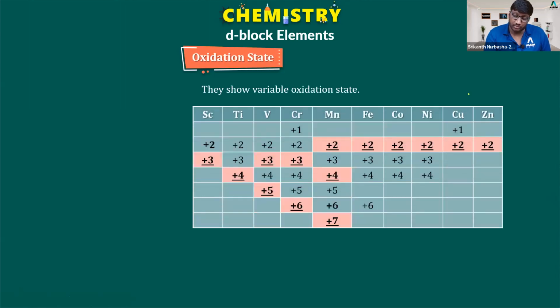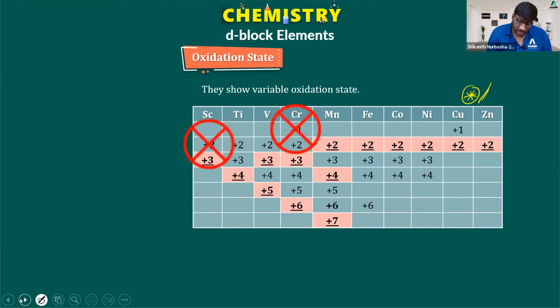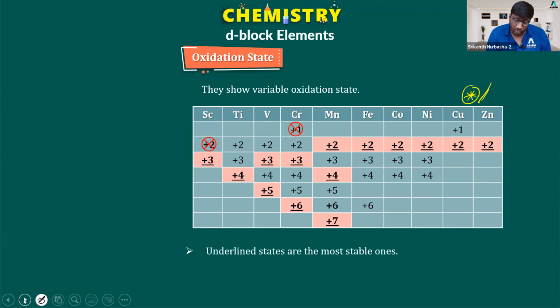Write down this table. Not writing the complete table. Write down which is the most stable oxidation state for which element. The underlined states are the most stable oxidation states.